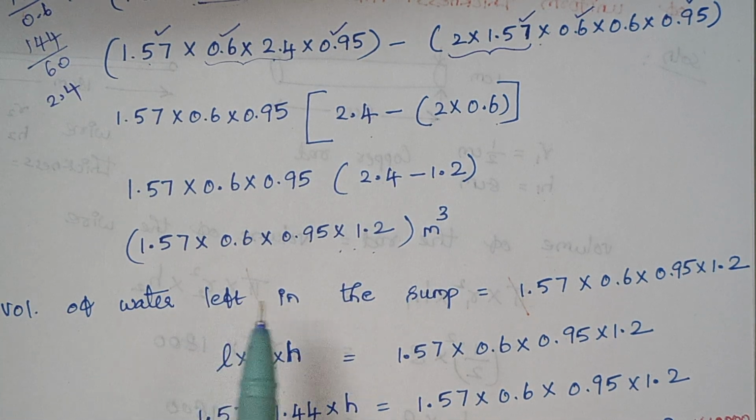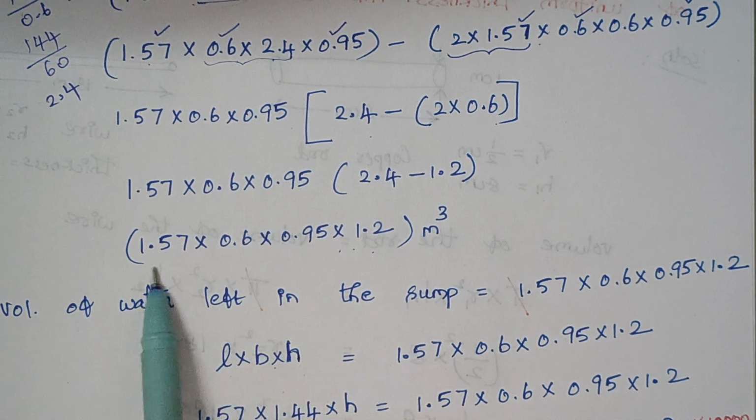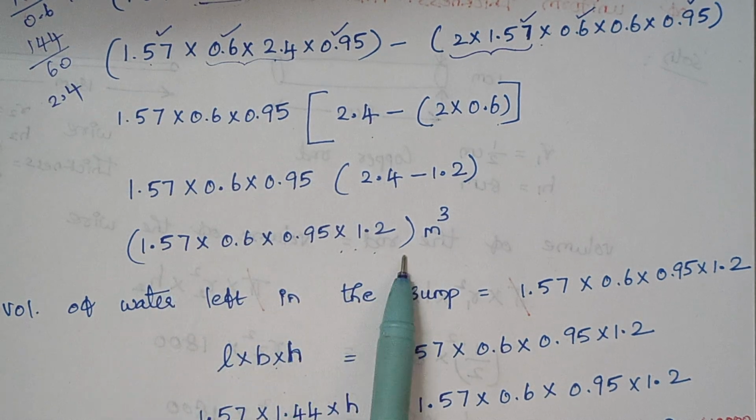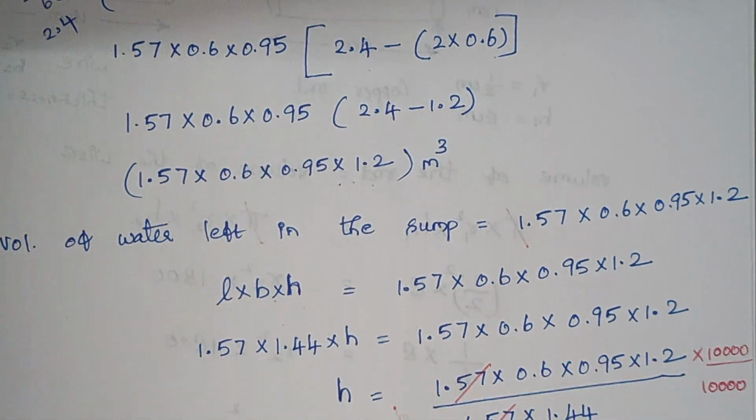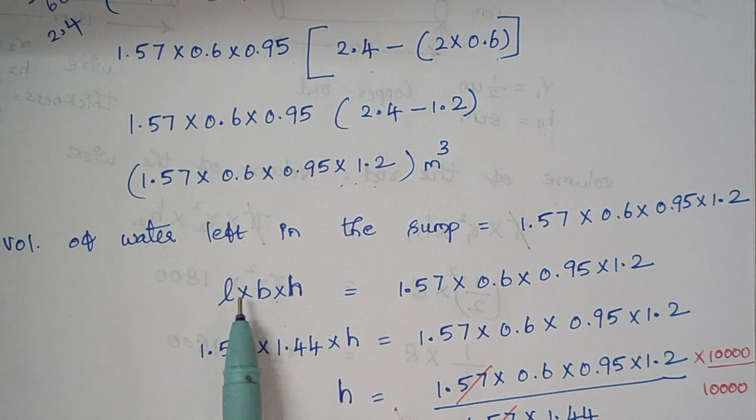So this volume of the water is given by L into B into H, which is equal to this term. Just write these numbers as such. Now I need to find the height, because the water level is the only thing that goes up and down. Here you see what is the length and breadth of the cuboid.